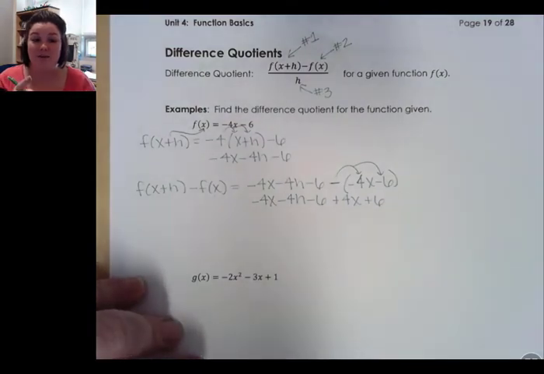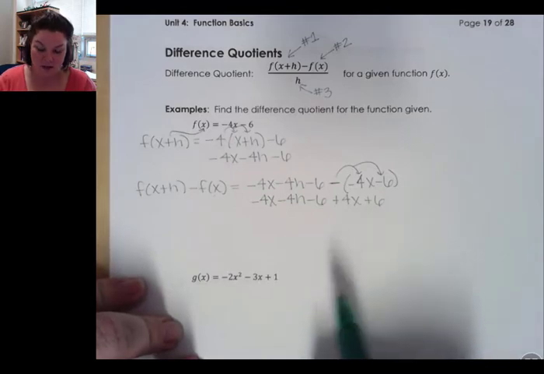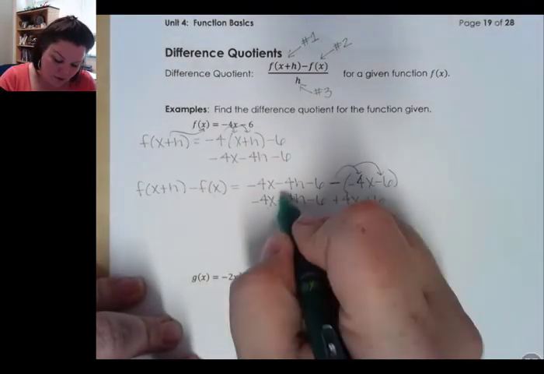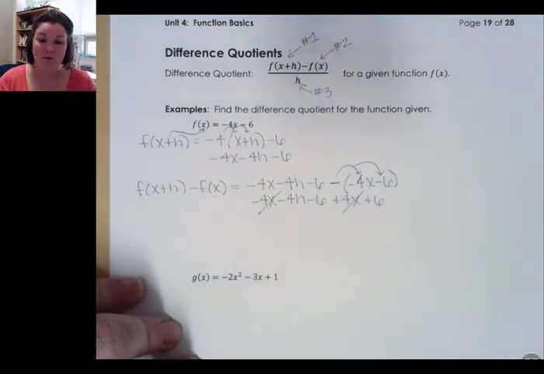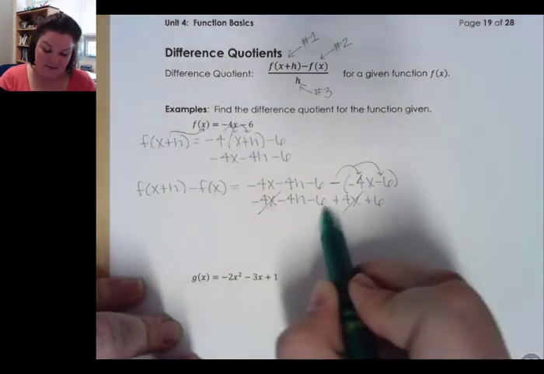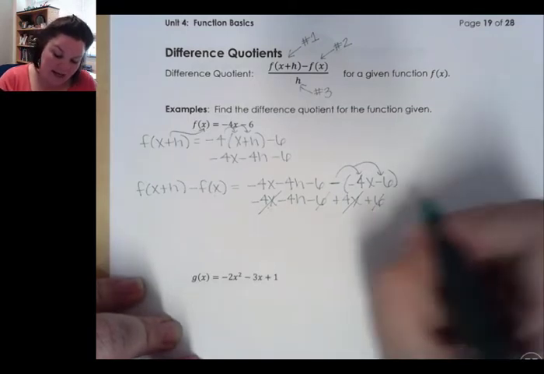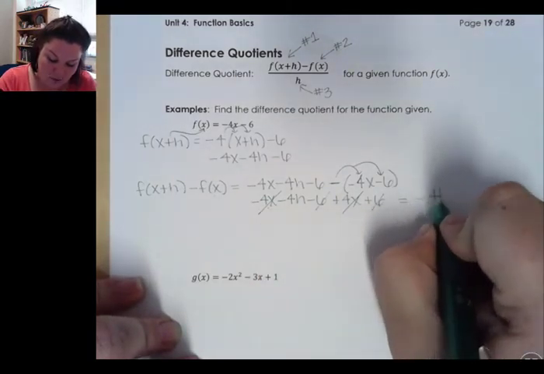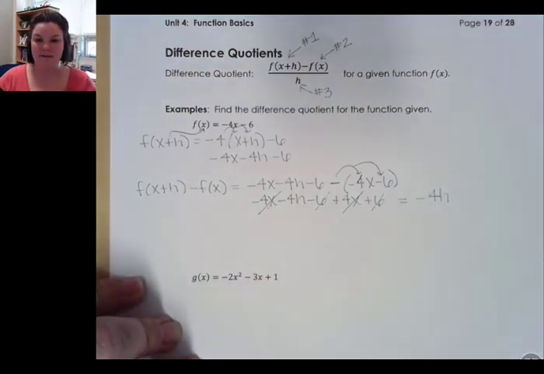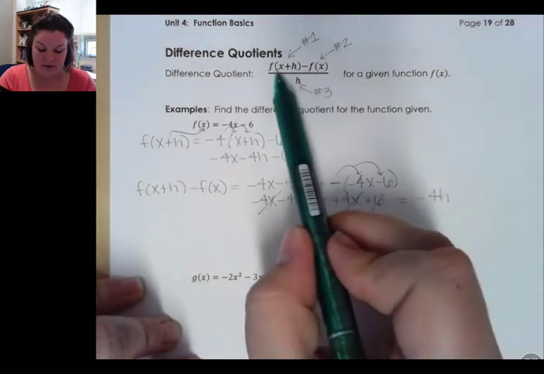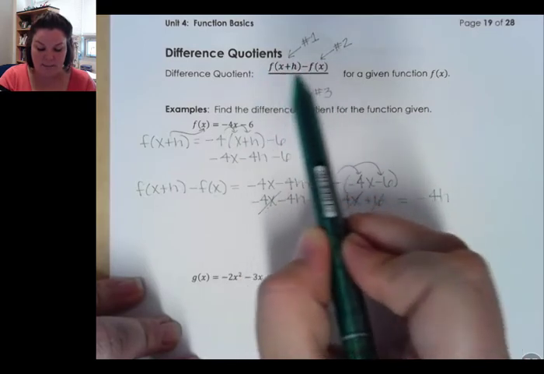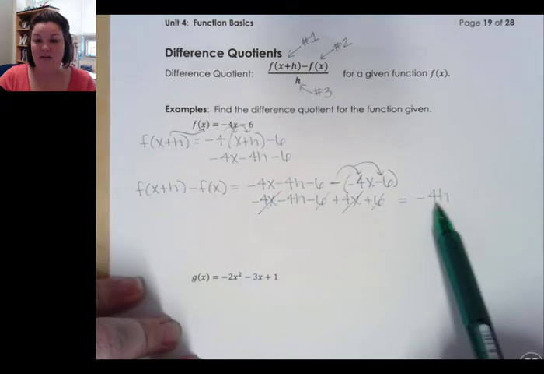Now, you should always have something that simplifies at this step. Always, always, always. Notice I have a positive 4x and a negative 4x. Those are opposites, so they combine to 0. And I have a positive and negative 6. So what I ended up with from this step was just negative 4h. That was step 2. We first calculated this, then we subtracted our original. So my whole top piece here is equal to negative 4h.